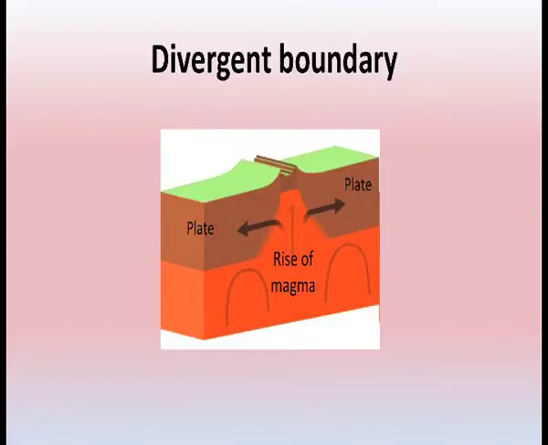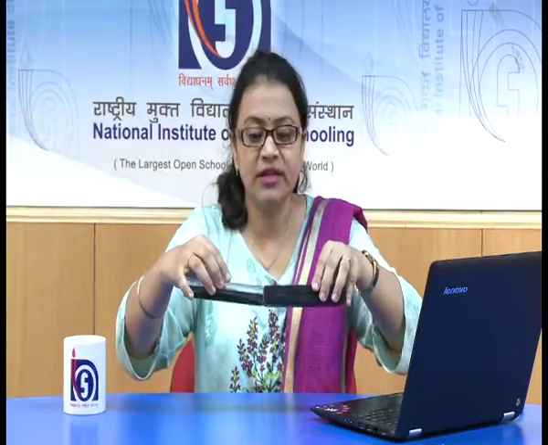Then there is the second boundary, that is the convergent plate boundary. Here what happens is that magma subsides there, and the two plates come together, and this is the convergent plate boundary. If there is varying density, suppose the oceanic plate is a little greater in density and the continental plate is a little lighter in density.